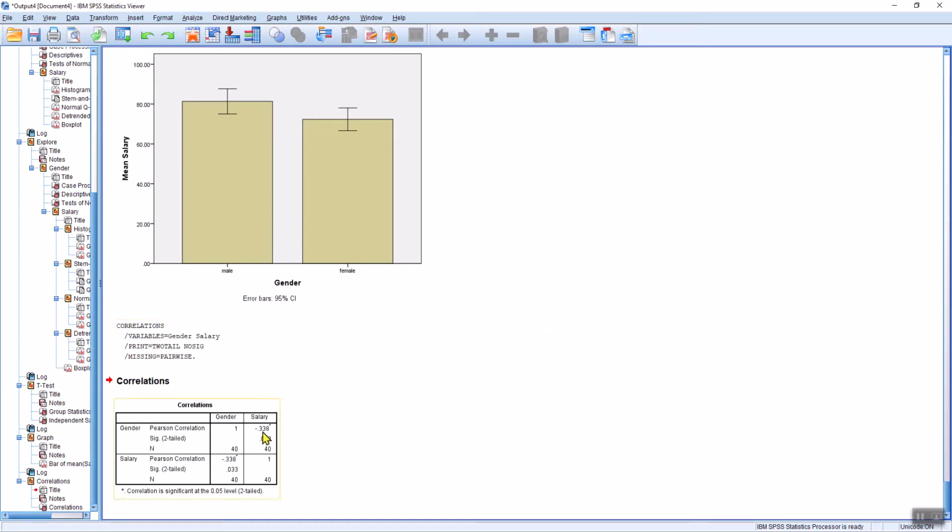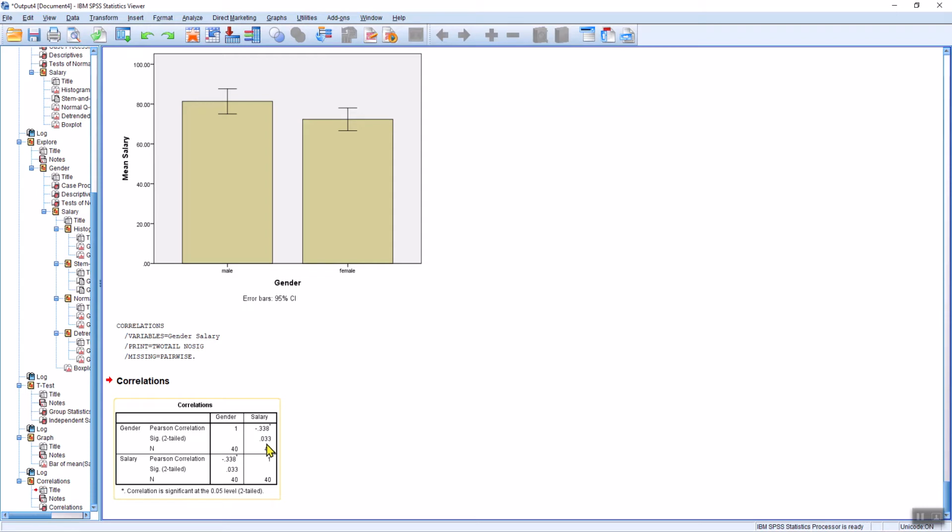And the correlation is negative 0.338. Again, showing that as you switch from male to female, females are making less salary. It's negative because females have the higher number in the 0 and 1 coding for gender, and you can see that it's repeated down here. Along the diagonal, you always get the correlation of the variable with itself, so this is meaningless. This is always 1. And you get the same correlation repeated twice.